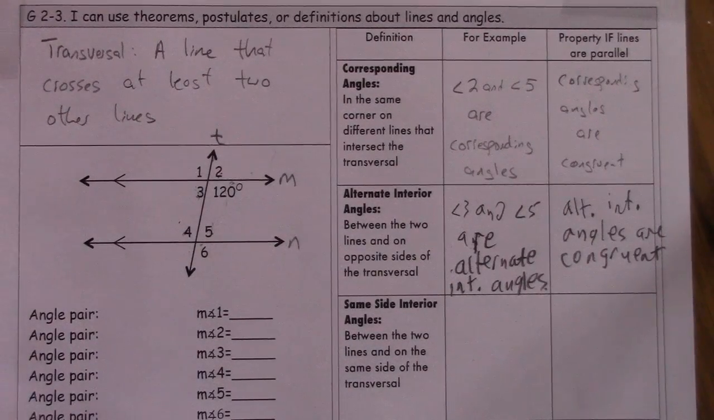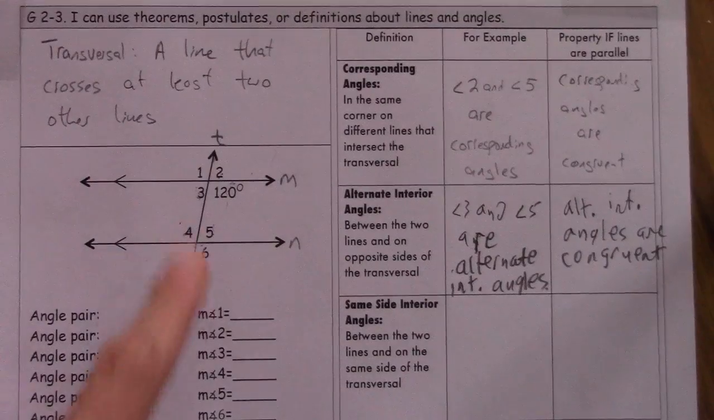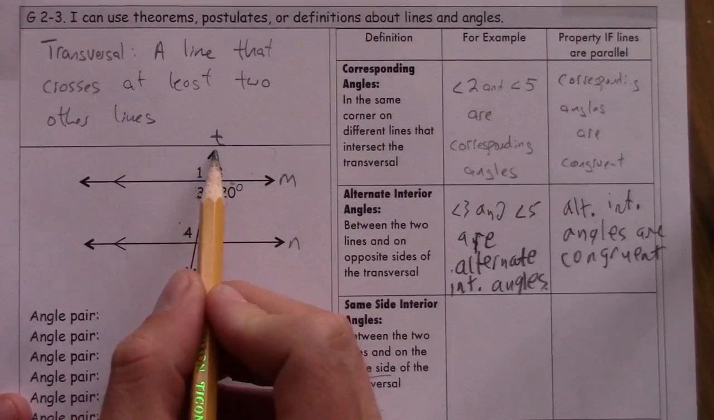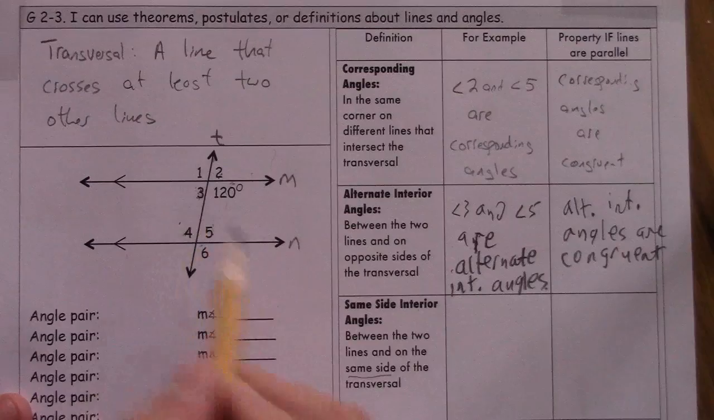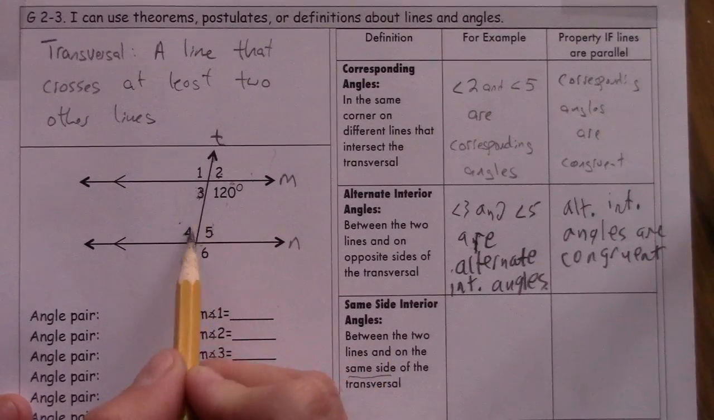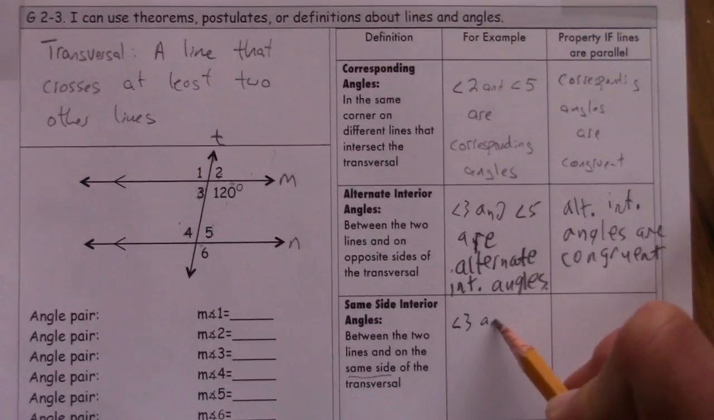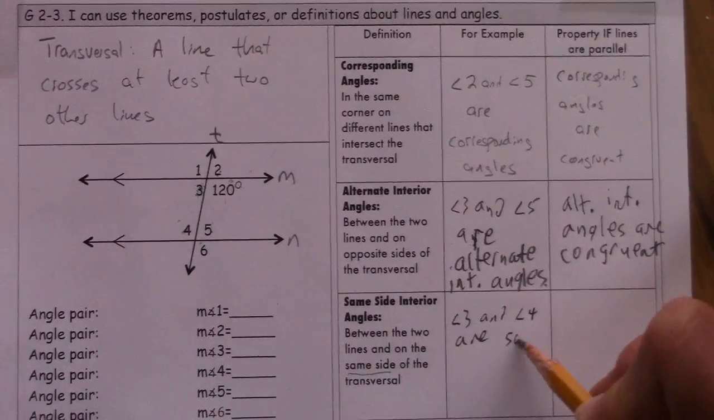All right. Same side interior angles. Same side of the two lines, between them, because it says interior. Here's the transversal. Let's go to the left side. So those are on the same side, the 3 and 4. Angle 3 and angle 4 are same side interior angles.